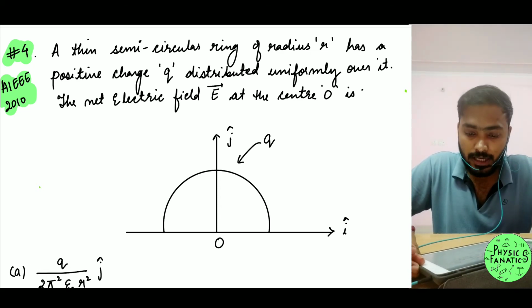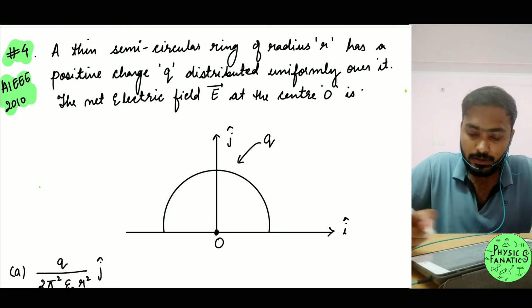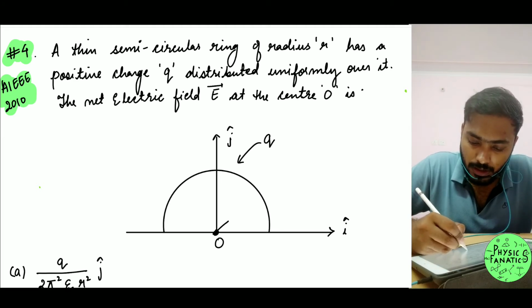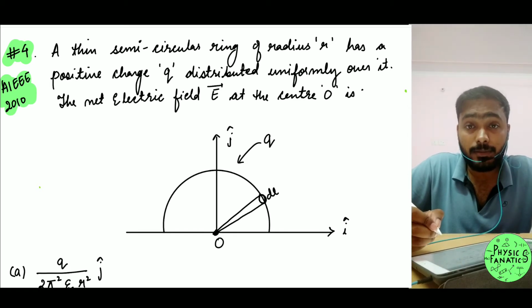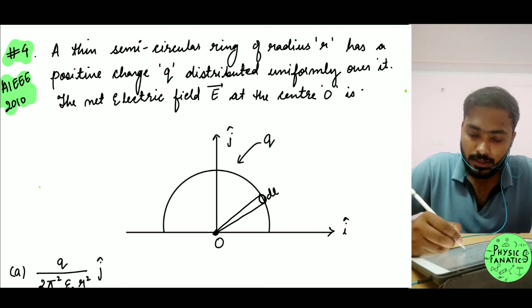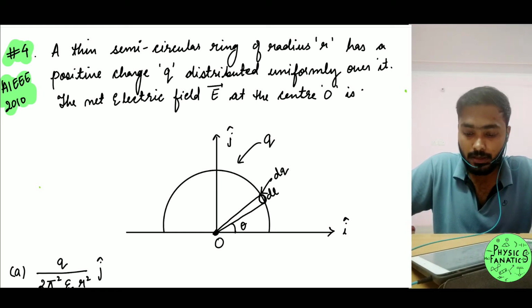In order to answer this question, you need to do a trick here. Now what is the trick? At the center, we are supposed to find the electric field. So what I will do, I will assume a dl length here. This dl length will have some dq charge, right? I'll assume that, and let's say this is making some angle theta with the horizontal, right?